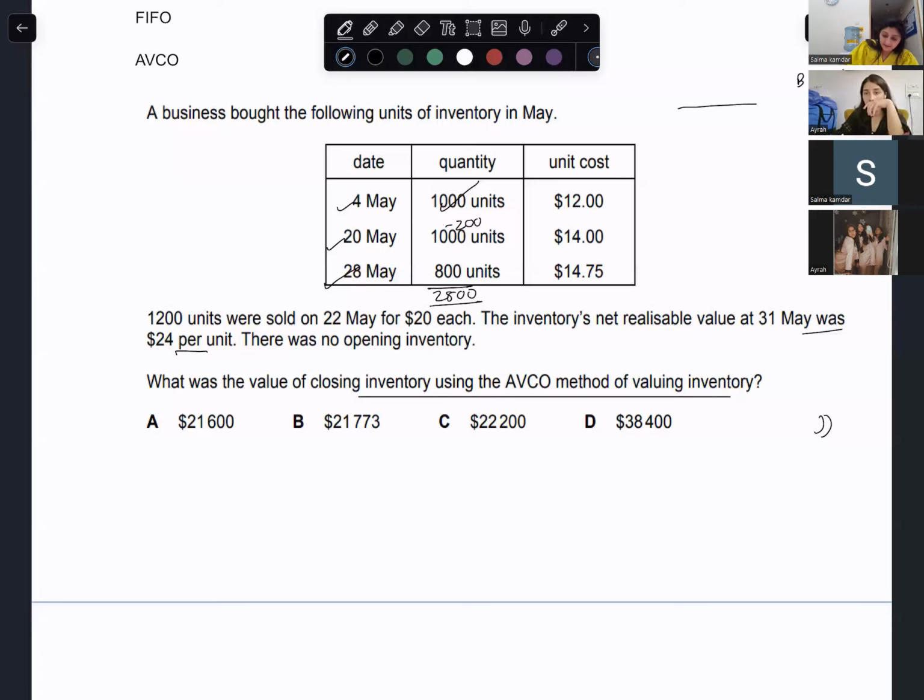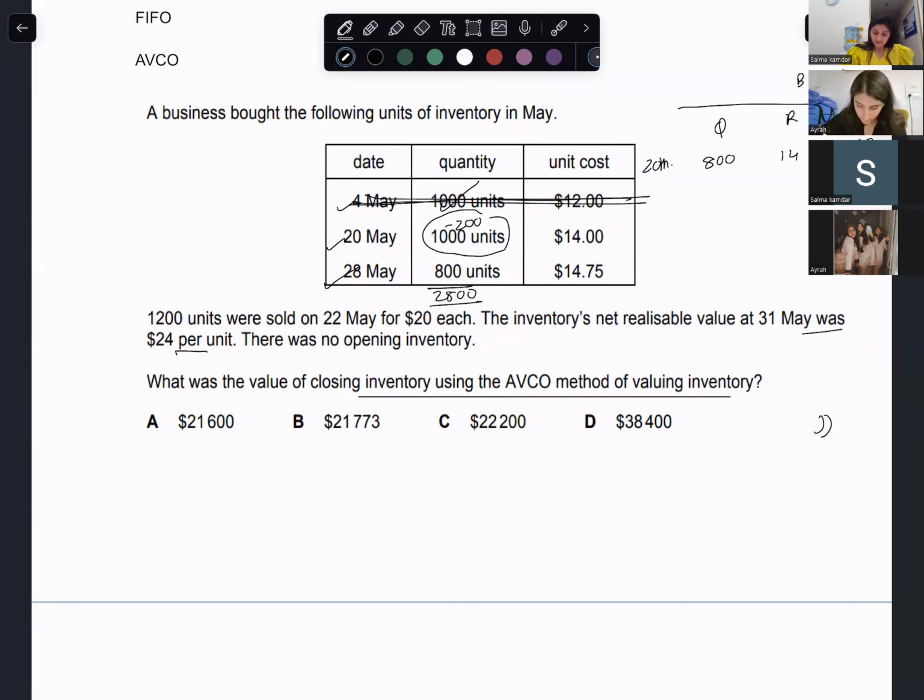Now see, I'm giving you a shortcut. These units were purchased and 1,200 units are sold. From this, 200 units are sold. Where is that? It's written 1,200. Okay, got it. So how many units are left from 20th of May? 800. At what rate? 14. Amount? 14 into 8 is 11,200.